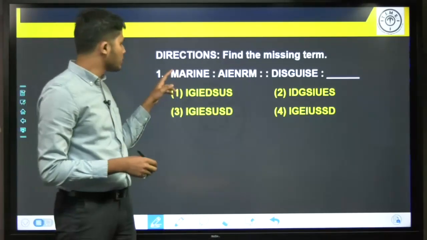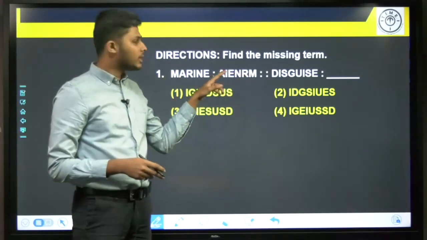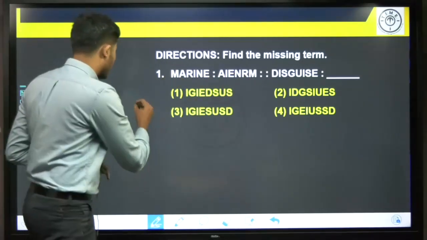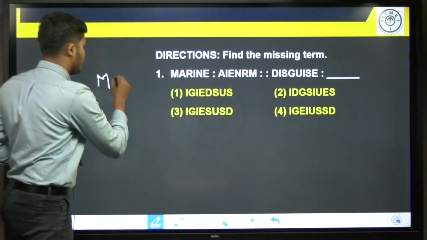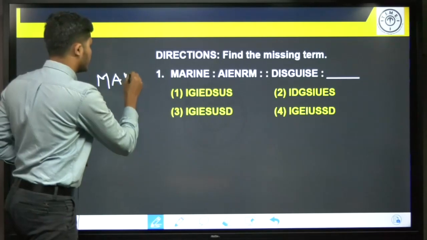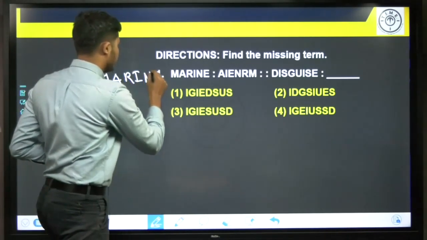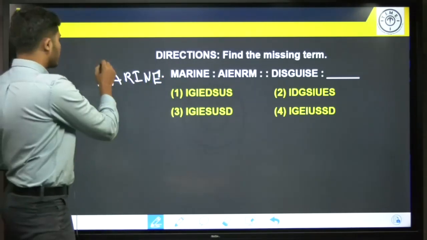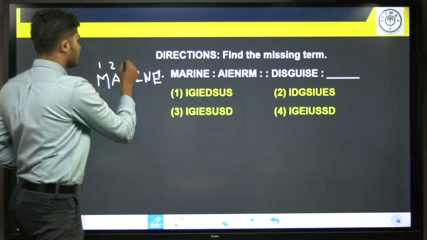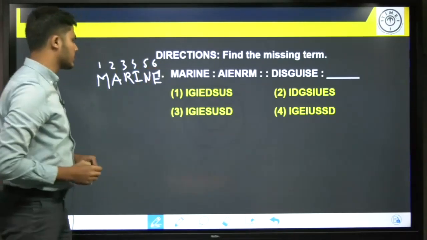You can see marine, the letters are similar here. Let's look at the relation between them, the logic behind this. M A R I N and E. Now let's denote each with a number: 1 2 3 4 5 and 6.